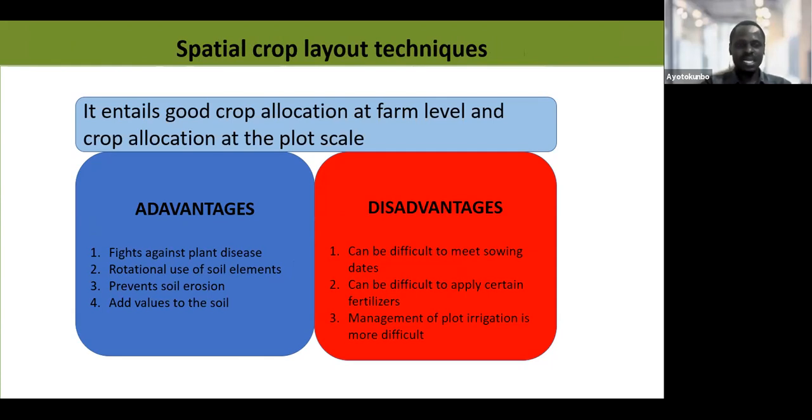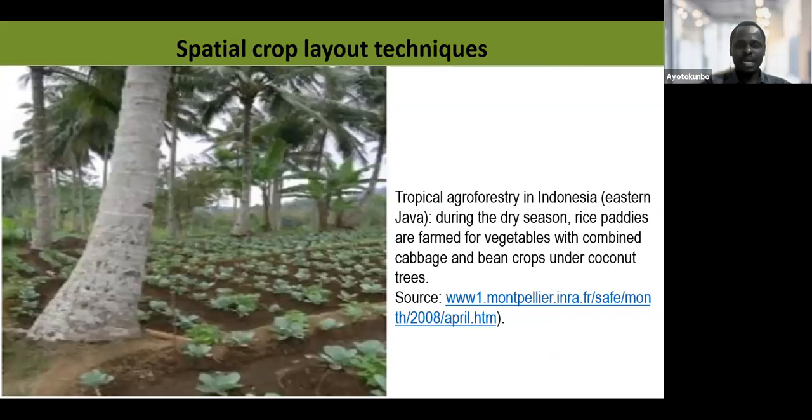Of course, we went ahead to discuss spatial crop layout techniques. We discussed the advantages, which have a lot to do with the fight against plant disease, rotational use of soil elements, and preventing soil erosion, among many others. Of course, the disadvantages are also there, which we also explained. And I showed you this particular picture, which I believe every one of us at our various farms can imbibe. It becomes very important for us to start this.